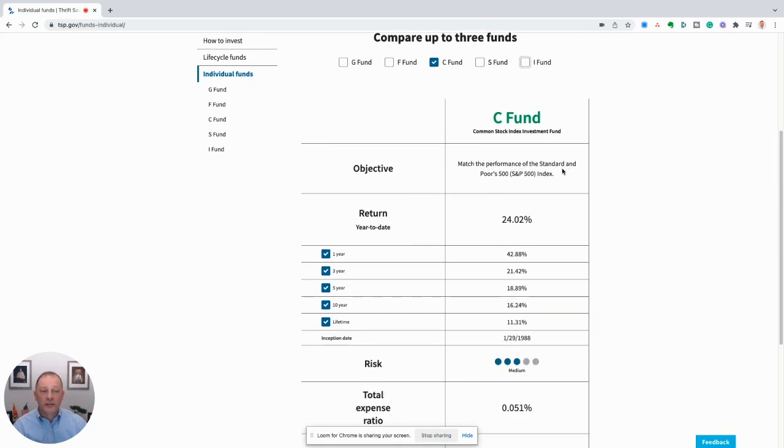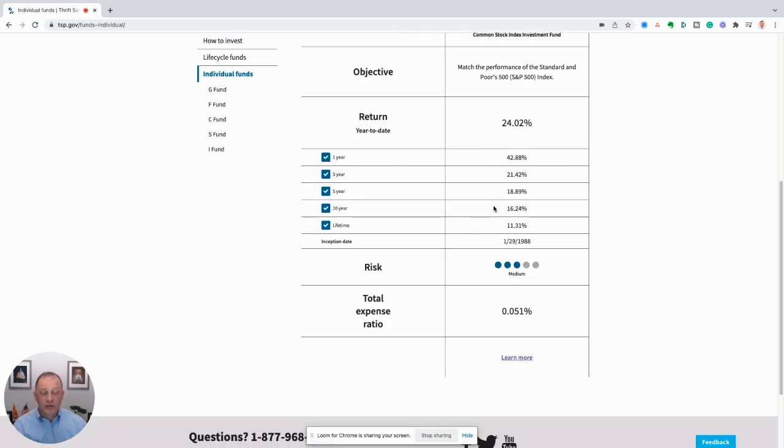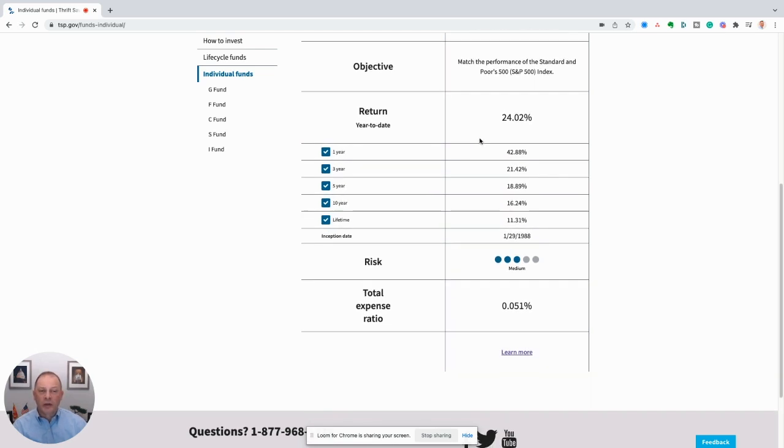Match the performance of the Standard & Poor's 500, or S&P 500 index. The performance has just been incredible. They've just done a really good job. Again, this is the index. It hasn't been that the TSP has done something overwhelming compared to the index. They're actually matching the index very well. And we'll see this a little bit more when we look at performance.